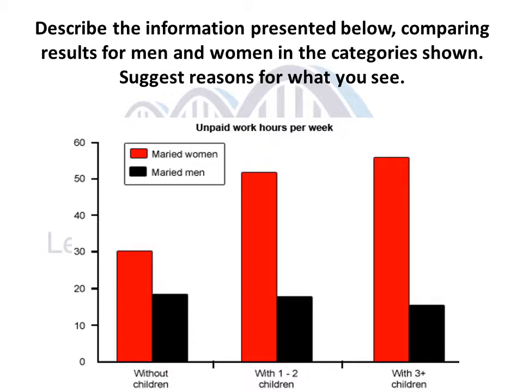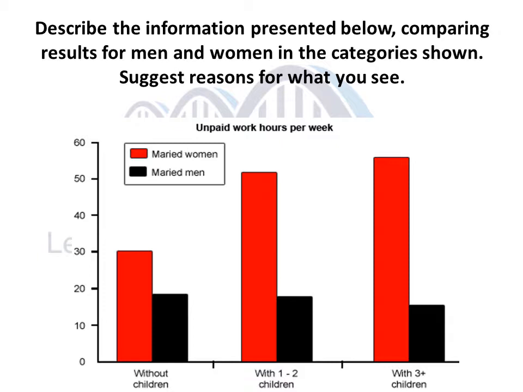You can see that the red one represents married women and the black one represents married men. On the horizontal axis, the one facing down, you can see the number of children all these married couples have. So there's the first one without children, second one with one or two children, and the third one with 3+ children. You will also see on the vertical axis that you have the hours. Those are the hours of unpaid work that these guys have. So you can definitely pause the video to try to understand it for yourself, and I'll keep going in case you're not pausing.